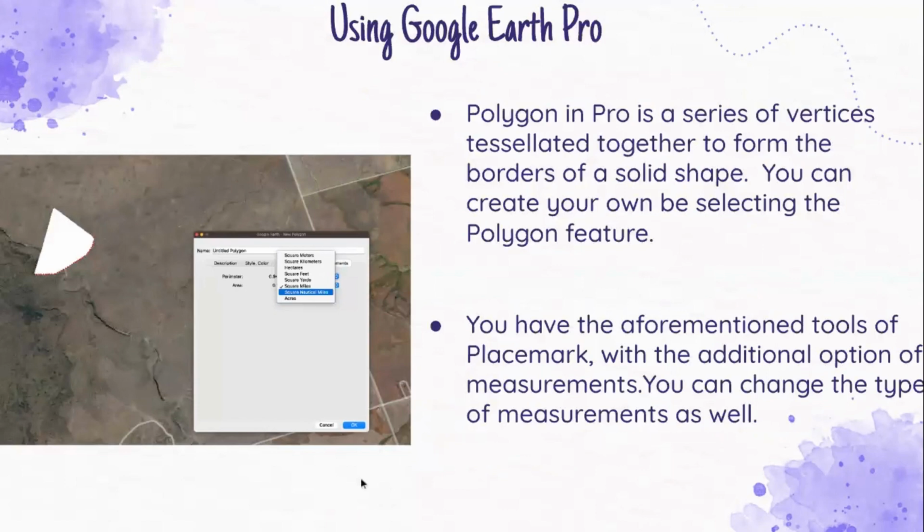A polygon in Pro is a series of vertices tessellated together to form the borders of a solid shape. You can create your own by selecting the polygon feature. You have the aforementioned tools of placemark, as well as the additional option of measurements. You can change the type of measurements as well. Again, I know it's kind of blurry, but you can see it in acres, square miles, square yards, or square feet. And this is what the tool looks like when you're creating the borders to form a solid shape. This is kind of what it looks like.